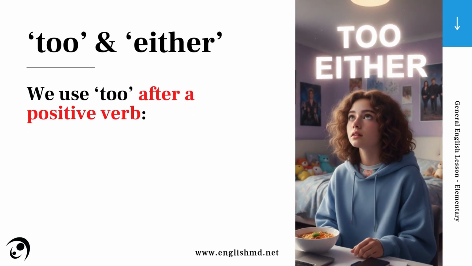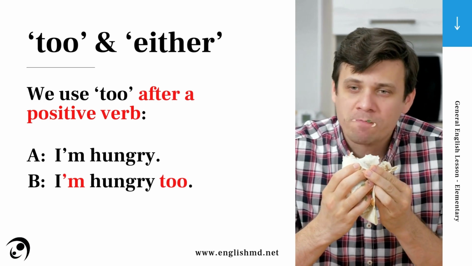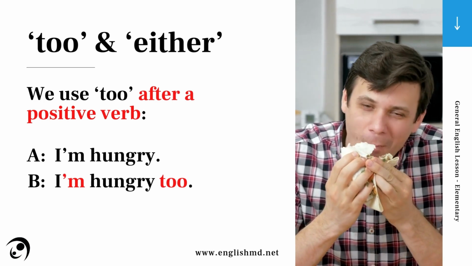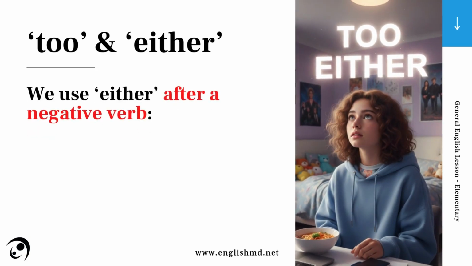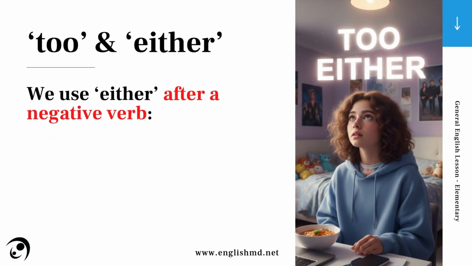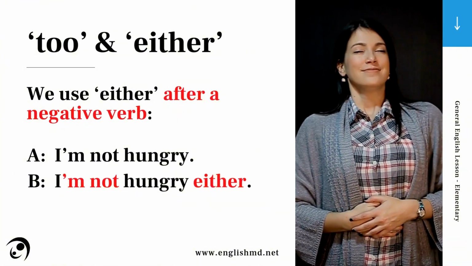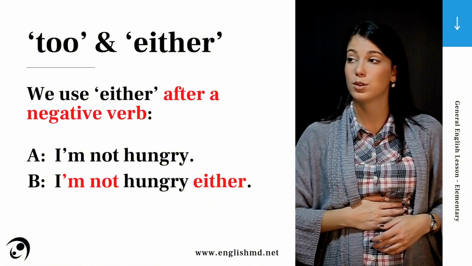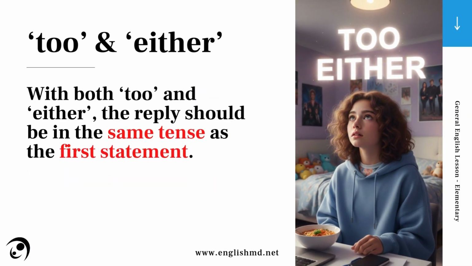We use too after a positive verb. I'm hungry. I'm hungry too. We use either after a negative verb. I'm not hungry. I'm not hungry either. With both too and either, the reply should be in the same tense as the first statement.